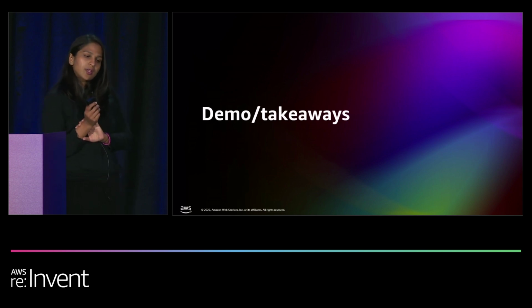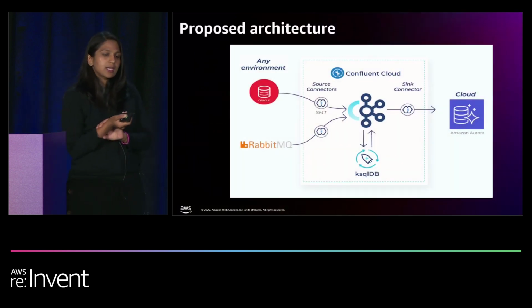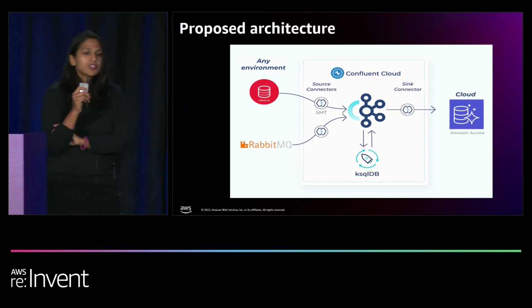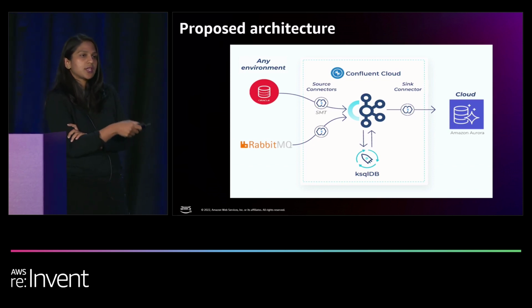So before we get into the demo, I'd like to spend some time discussing what you're actually going to see. The goal is to modernize the streams of data from Oracle into Aurora and also from RabbitMQ. We'll extract the data from Oracle DB using the Oracle CDC connector, and we'll also stream transactional data. This is a fictitious use case. So we're streaming transactional data from RabbitMQ also to Confluent Cloud. And once both the source data arrives, we are going to perform some transformations, aggregations and windowing using KSQLDB, and we're going to create some fraud detection models.